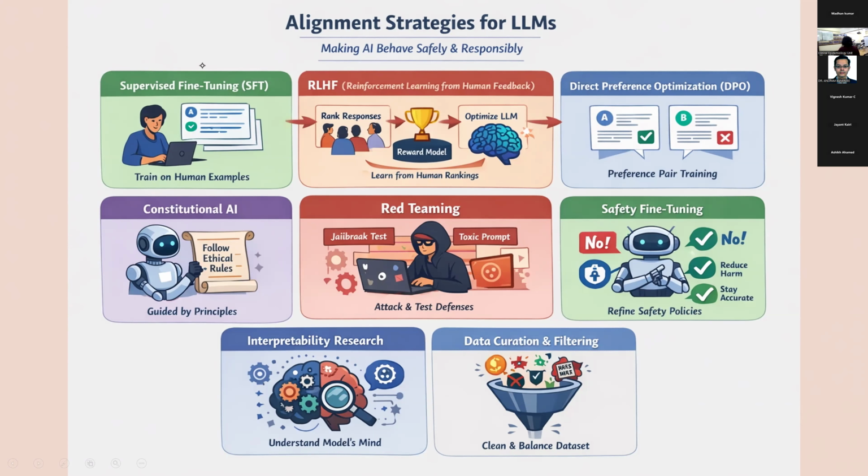Constitutional AI is when they are building the model itself. It is given a set of rules, like you're not supposed to answer in a rude manner. You're not supposed to build things that will harm the society. So the AI will autocorrect itself following these constitutional rules.